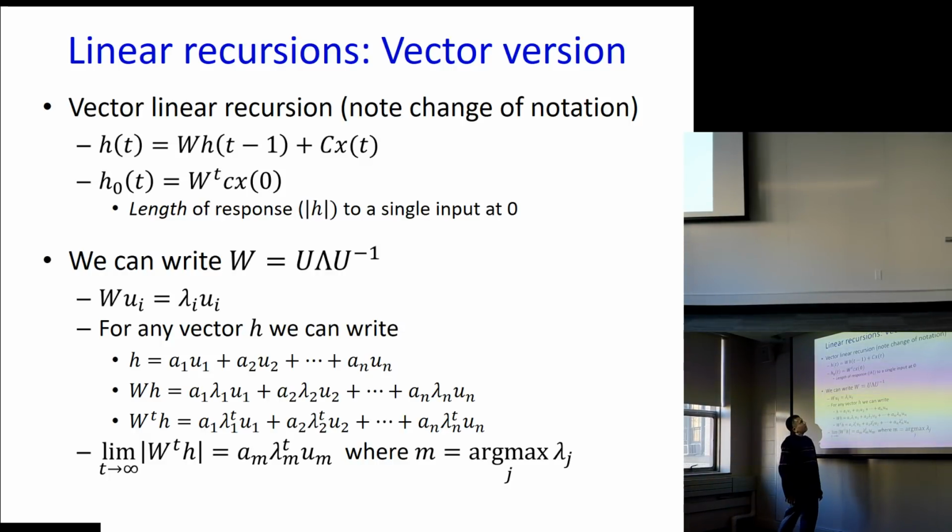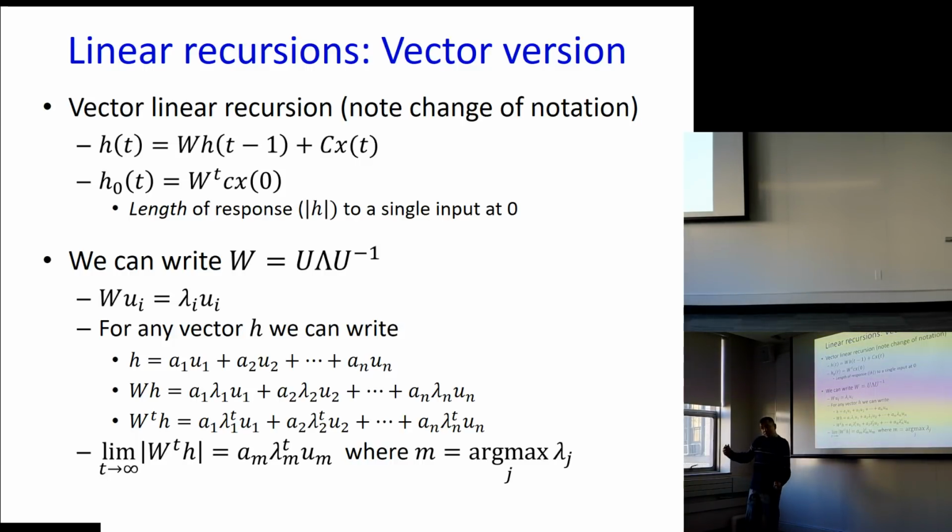So if I assume that h of minus 1 is 0 for now, and it doesn't really affect the analysis, so I can make that assumption. And all I have is an input at time 0. So it's an input vector at time 0, x of 0. Once again, what is the output of the system going to be at time t? It's going to be w raised to t times c times x, where w is the matrix. So it's a matrix raised to power t times whatever input.